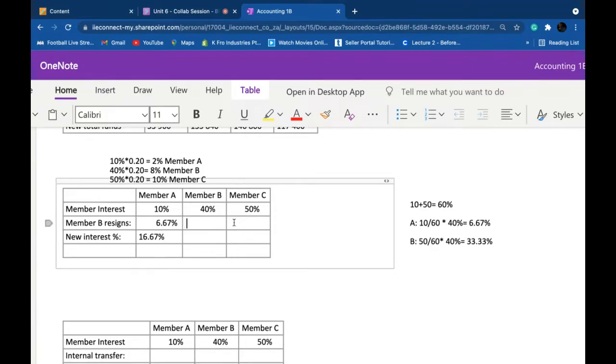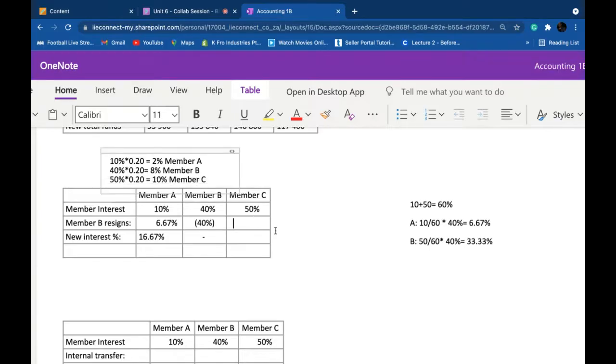Okay, member B is resigning, so all of this 40% is disappearing. So that leaves member B with nothing. And then we know here is 33.33%. So he or she is getting 33%.